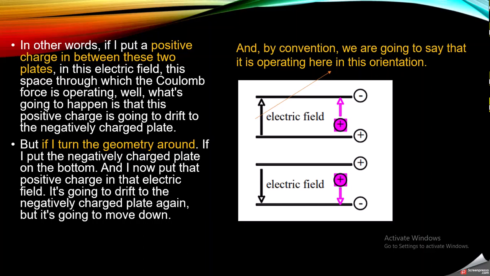Now if I turn the geometry around, that is, I make the top plate a positively charged plate and the bottom plate a negatively charged plate, we will see the same positive charge will now drift toward the negative plate but in the opposite direction. So this shows that this electric field not only has a magnitude but it also has a direction. Its magnitude depends on the amount of the positive charge on one plate and the amount of the negative charge on the other plate, and its direction depends on the side on which we have placed the positive and the negative plates.